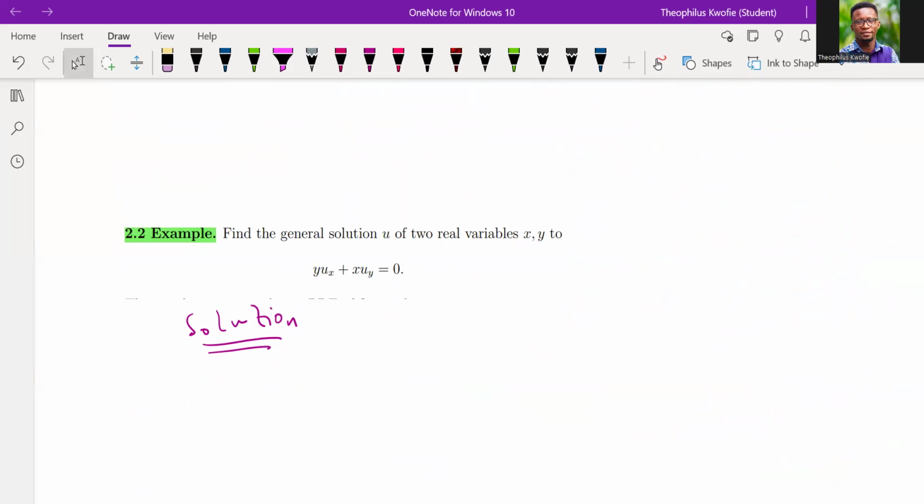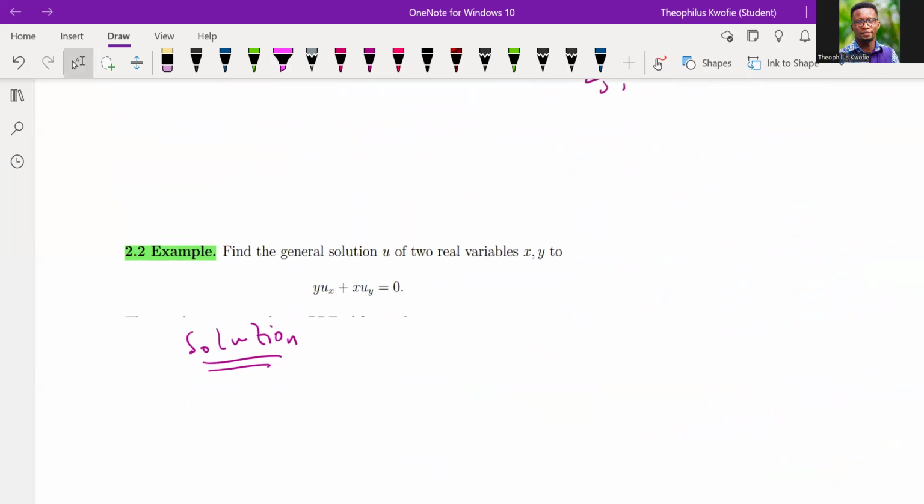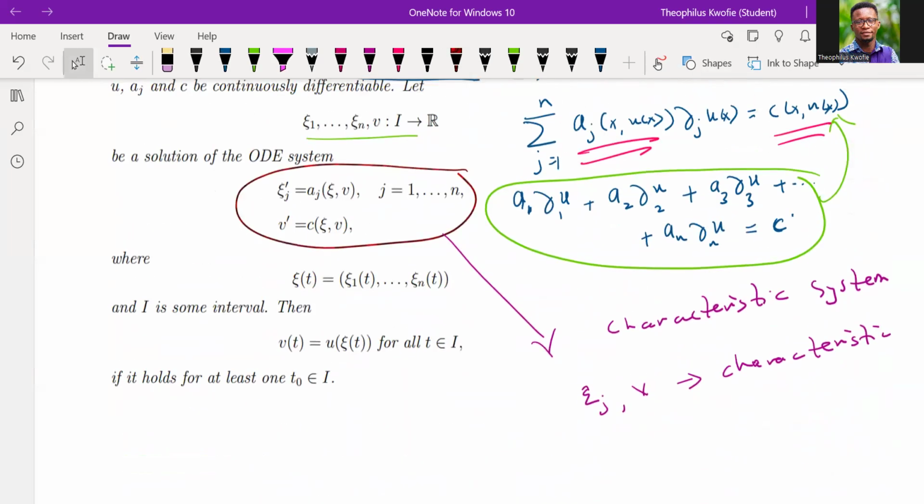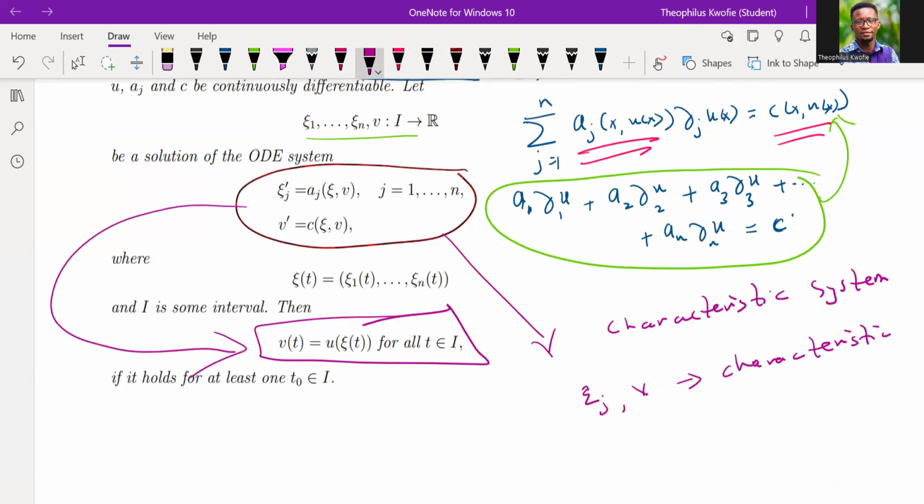As I mentioned, the xi's correspond to the x and y. Before we look into the solution, I want us to take note that v of t is the same as u of xi of t. Always, the solution to this ODE can be obtained from this. The solution of this particular ODE can be related in this way.